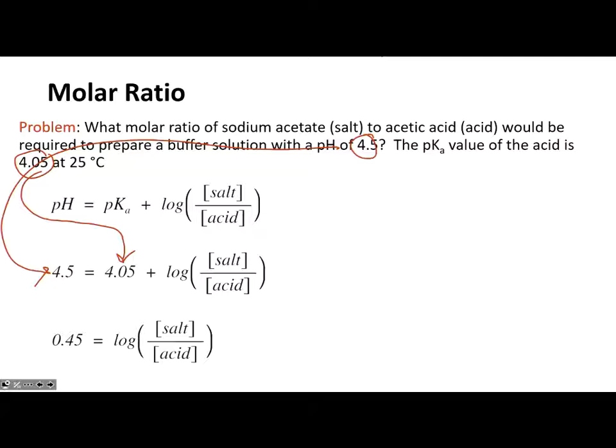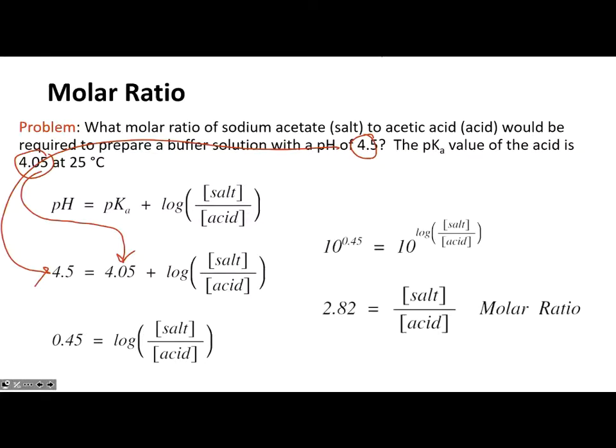Now here's a little bit of a math skill that some of you may still struggle with a little bit. What is the opposite function of a log base 10? How do you cancel a log base 10? Right? We've got to get rid of that function. To solve for the salt over the acid, we have to cancel it. Does anyone remember how to cancel a log base 10? The inverse function on your calculator is 10 to the x, right? So now all we need to do to cancel the log, on both sides, is 10 to the x.